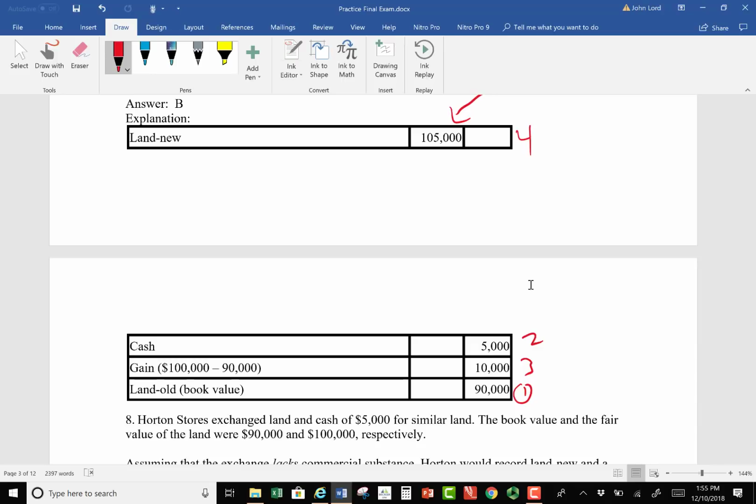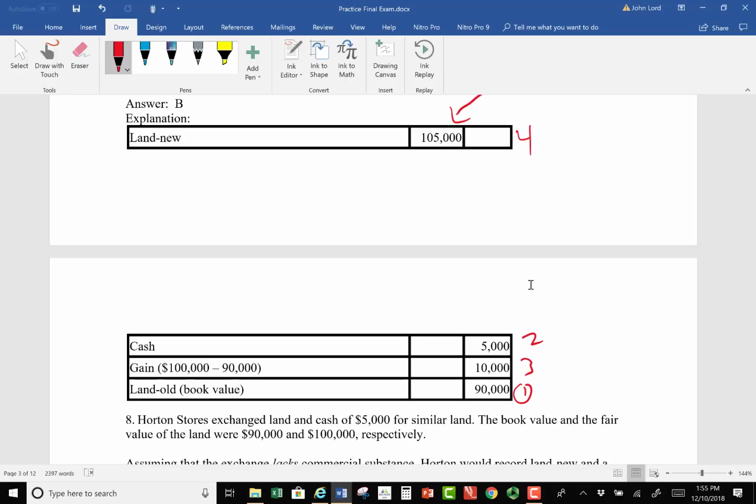And I will, of course, give you partial credit for getting the pieces of the journal entry. The CPA exam does not do that. So I'm being more generous to you than the CPA exam here. It only gives you partial credit for an incorrect journal entry.